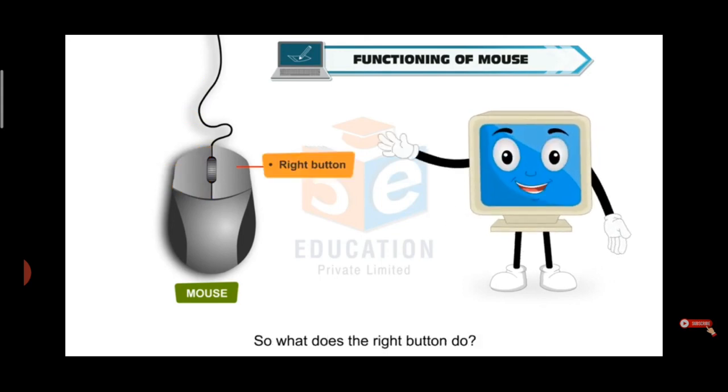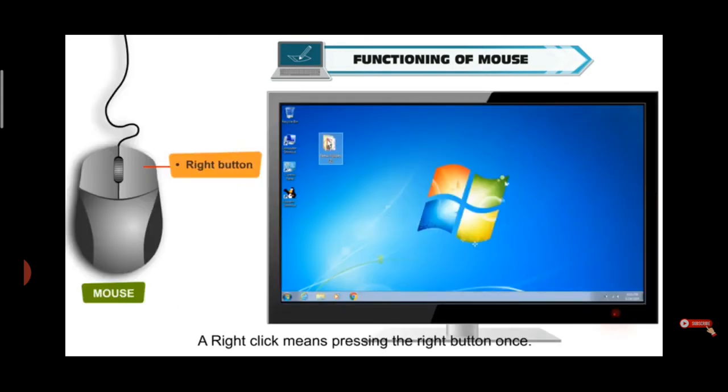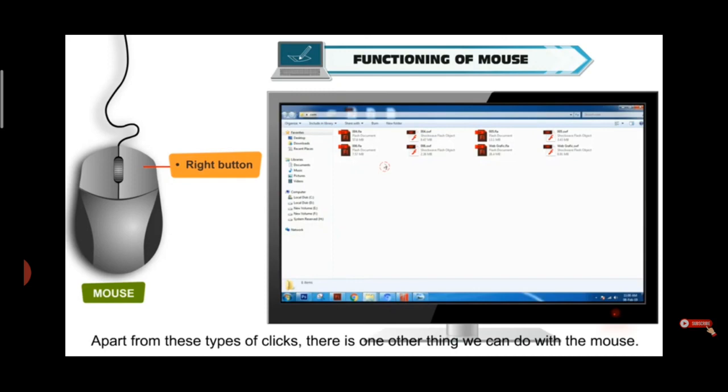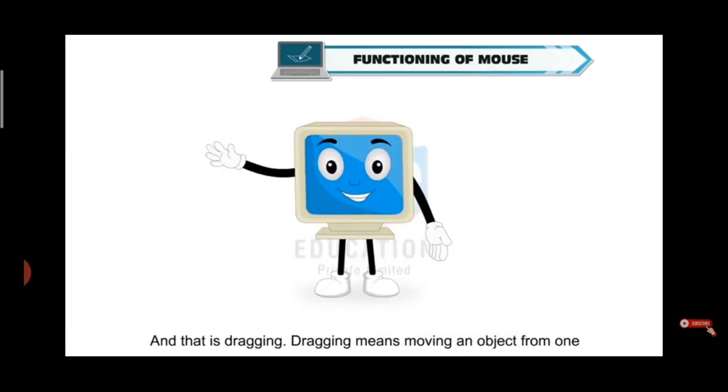So what does the right button do? A right click means pressing the right button once. It shows menu options on the screen. Apart from these types of clicks, there is one other thing we can do with the mouse, and that is dragging.